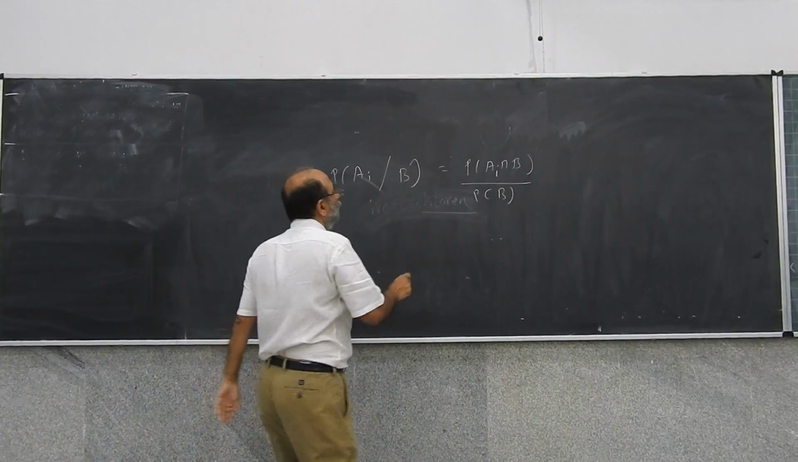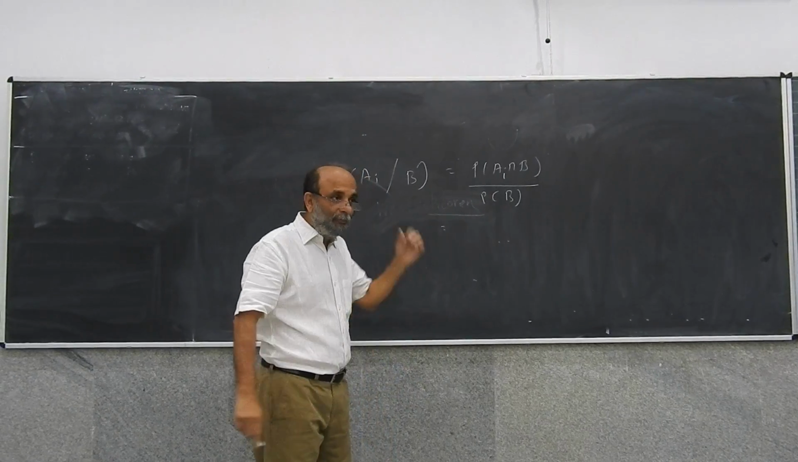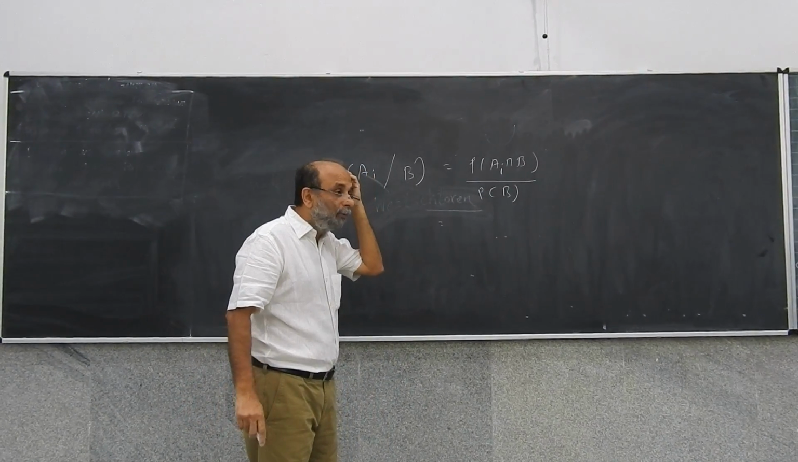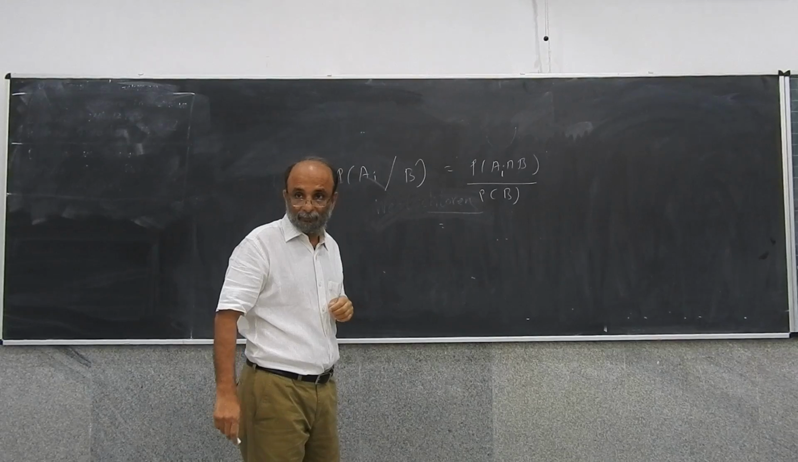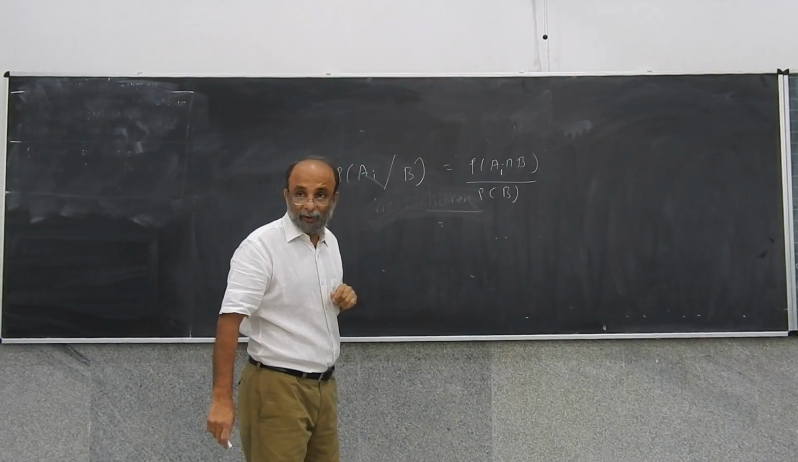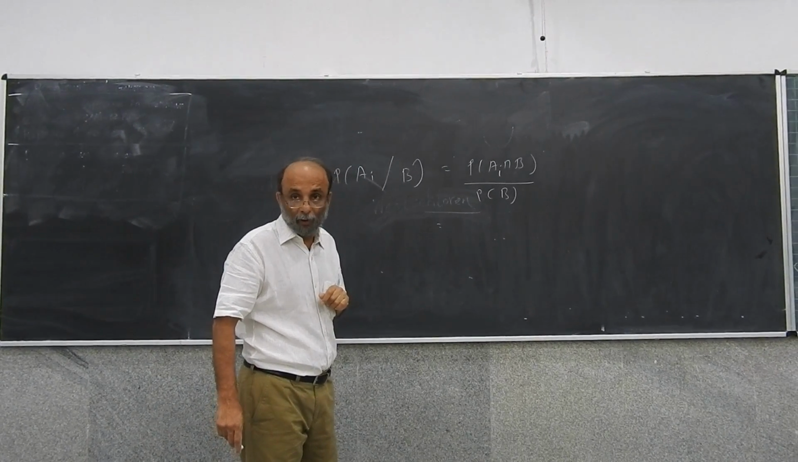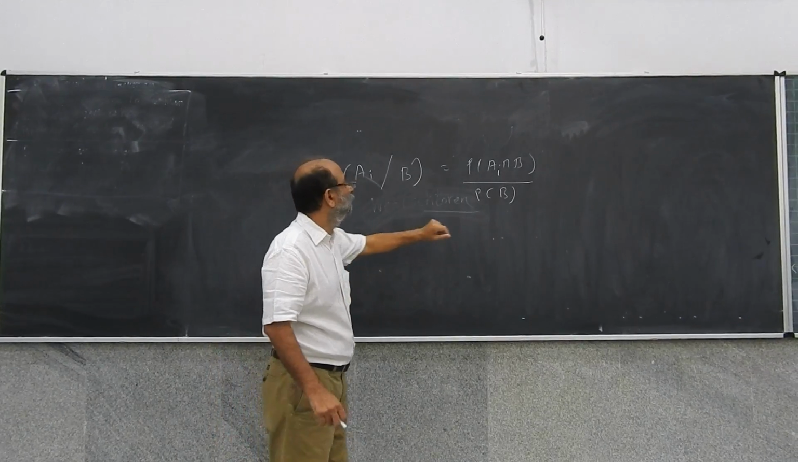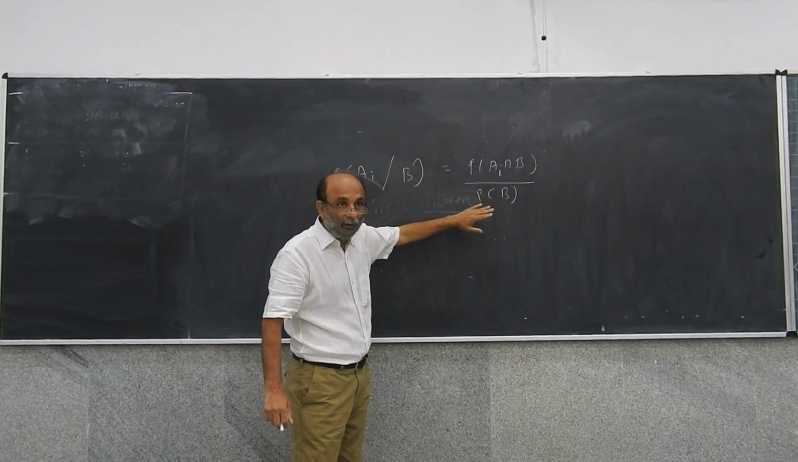Now, what is P of B? P of B is the probability that B occurs. Okay? So P of B is the probability that B occurs, right? So this is Bayesian. Okay, fine.